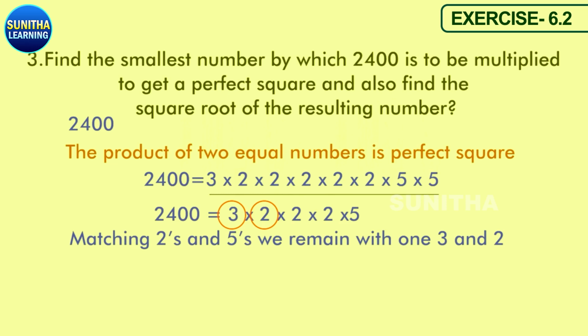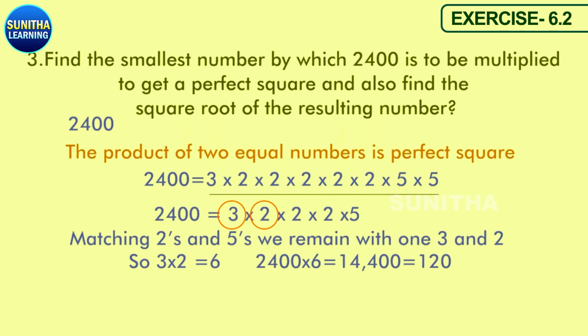So totally how much are we multiplying now? 3 into 2, 6. So 6 should be multiplied to make it a perfect square. Now you multiply this 6 to the given number, 2400 into 6. When you multiply 2400 into 6, you will get 14,400. That is a perfect square, because 6 is multiplied to make it a perfect square.